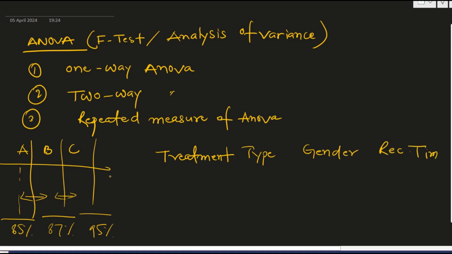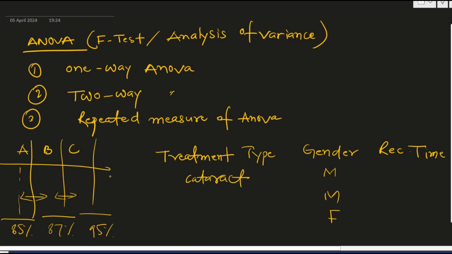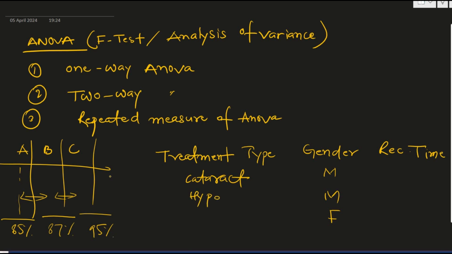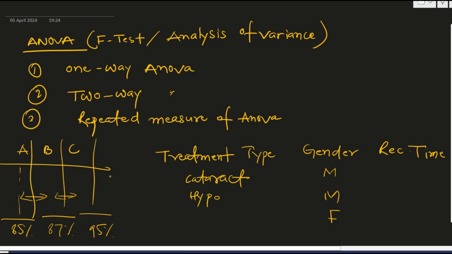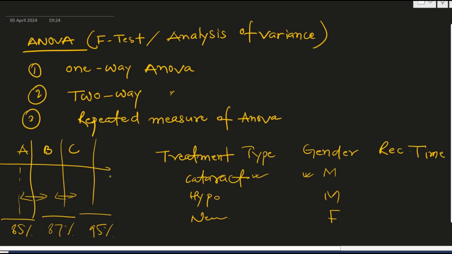Now in this case, gender will be male or female, and treatment could be, like, cataract or hypo syndrome, or we can have any other related treatment. These two, the treatment type and the gender, are the categorical variables. So combined, what is their impact on the recovery time?